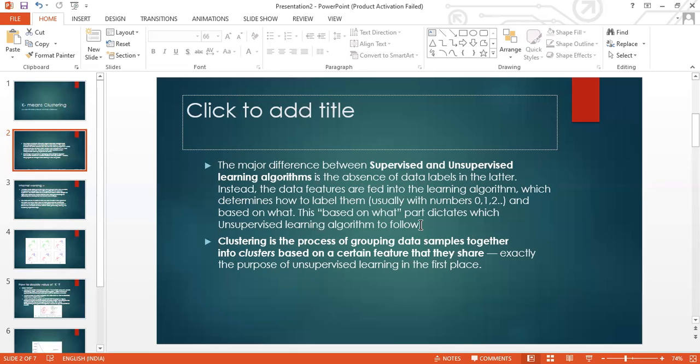To understand clustering in a very simple way, I can say that clustering is a grouping of similar things. It is a process of grouping data samples together into clusters based on certain features. The points are very closely related, so that's why we are able to separate them into different clusters. For the clustering process, k-means clustering is very useful.